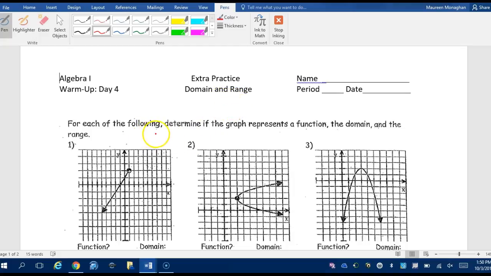What we have to do for the following, sorry about that, the announcements were going.